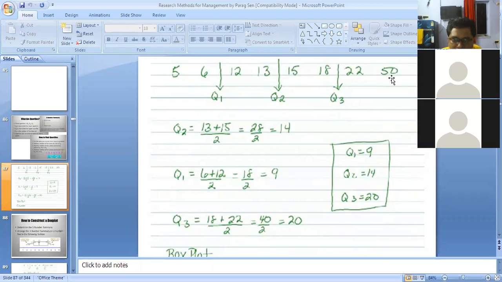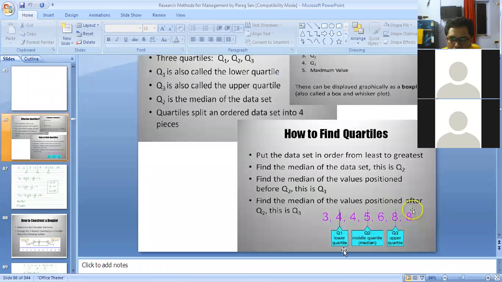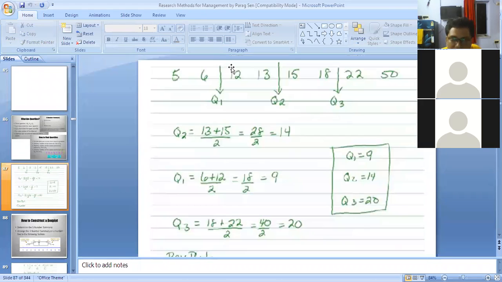So this is an even number. In the even case, you need to find out the values of Q1, Q2, and Q3. Q1 is the lower quartile, Q2 is the middle quartile, and Q3 is the upper quartile. Obviously, before that, you need to arrange the data from small to large values, properly: 5, 6, 12, 13, 15, 18, 22, 50, this way.